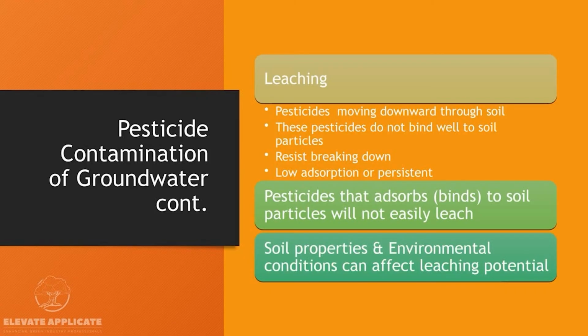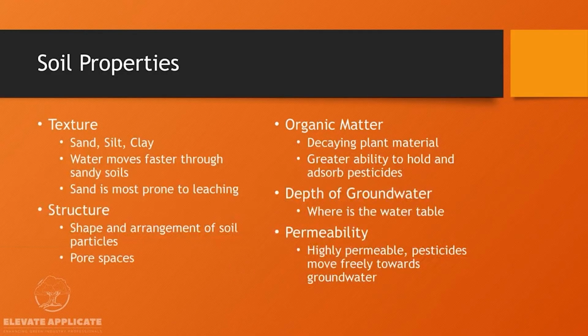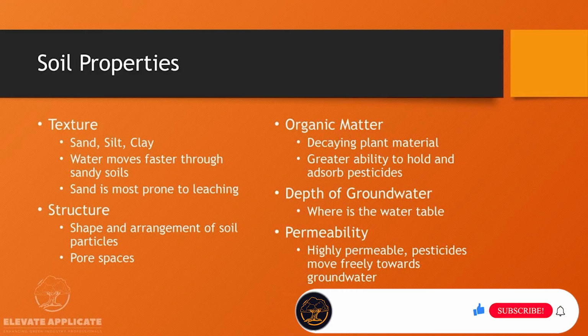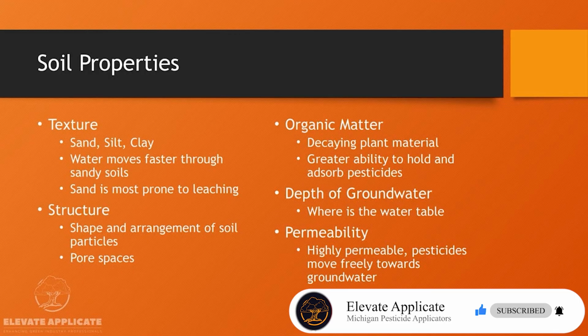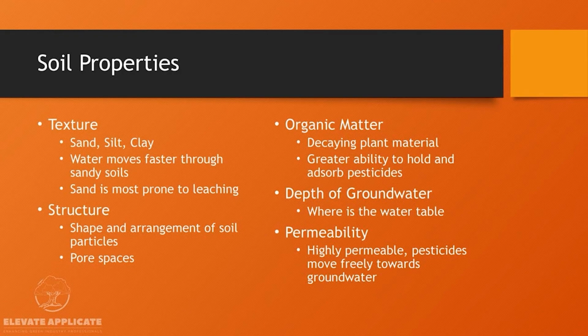Soil properties and environmental conditions can also affect the leaching potential. Let's talk about some soil properties, because they can affect how pesticides move, how fast they can move, and whether they are going to get into groundwater. Soil properties are broken down into texture, structure, organic matter, and permeability. The texture of soil is sand, silt, and clay. Water moves faster through sandy soils. Sand is actually a very coarse soil. I know you wouldn't think that when you hold it in your hand, but water runs through it very easily. It's very coarse, and it's the most prone to leaching.